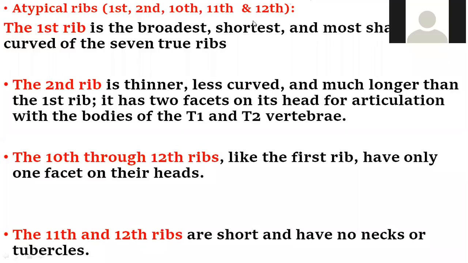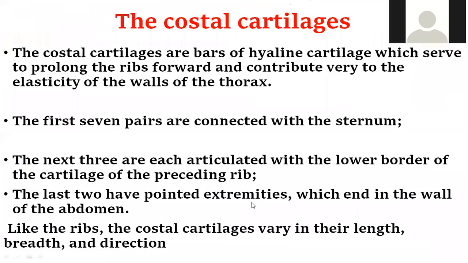Now let's discuss the costal cartilages. The costal cartilages are the hyaline cartilages which serve to prolong the ribs forward and contribute very much to the elasticity of the thorax. So the first 7 pairs are connected with the sternum. Remember your true ribs. The first 7 pairs of costal cartilages are connected directly with the sternum.